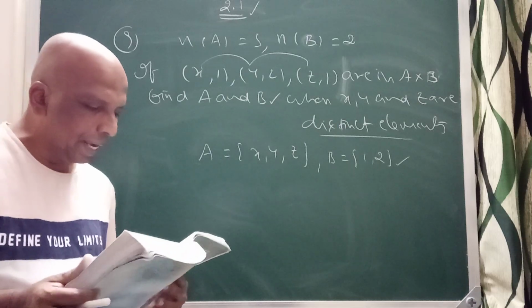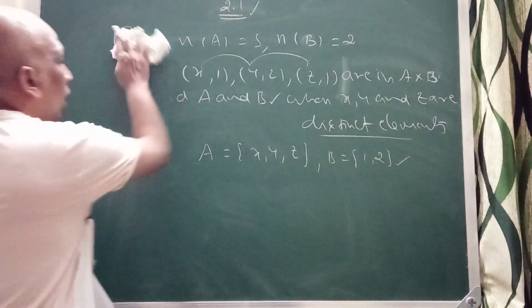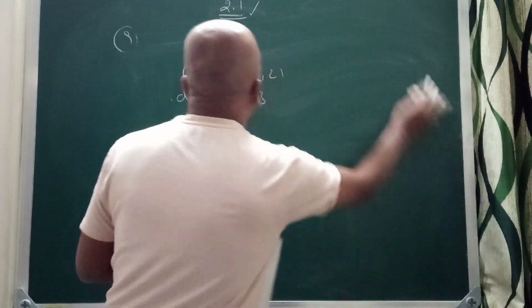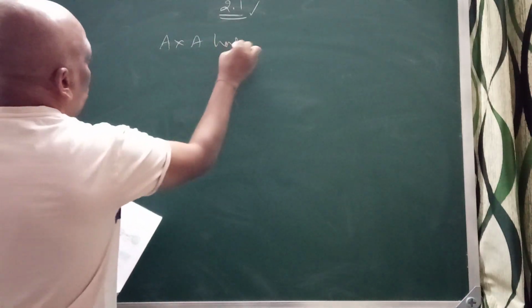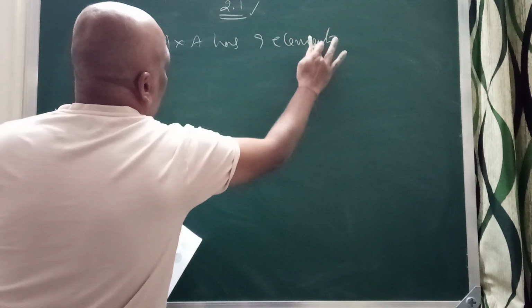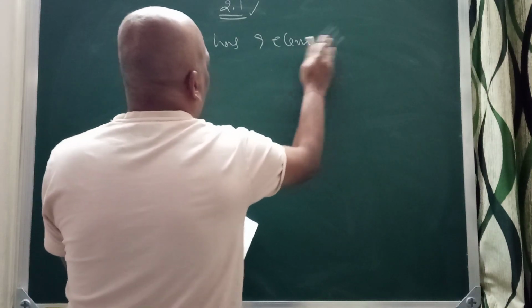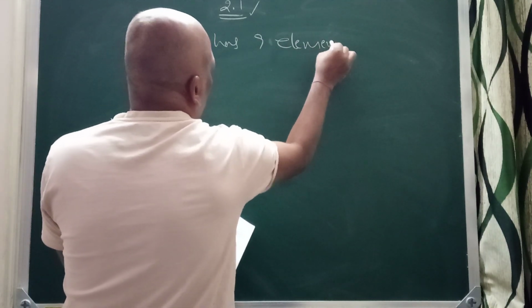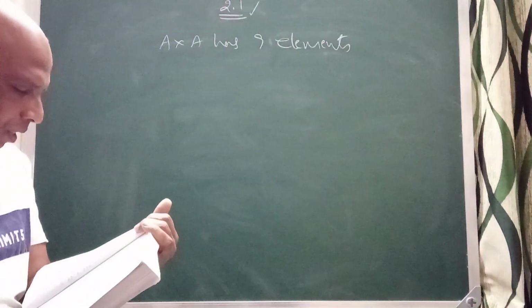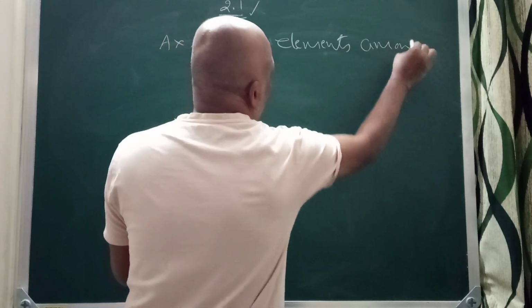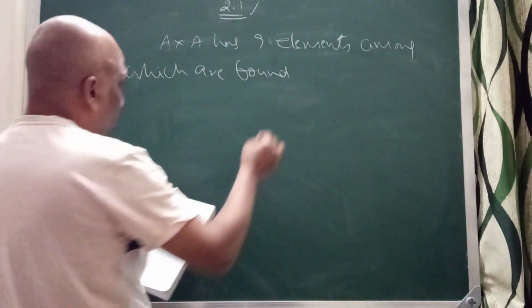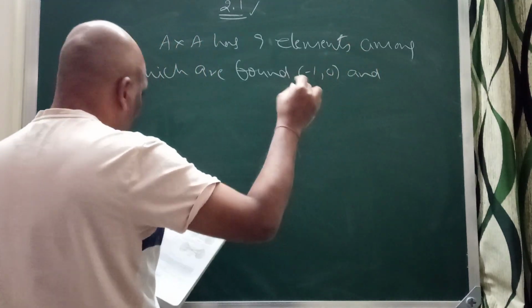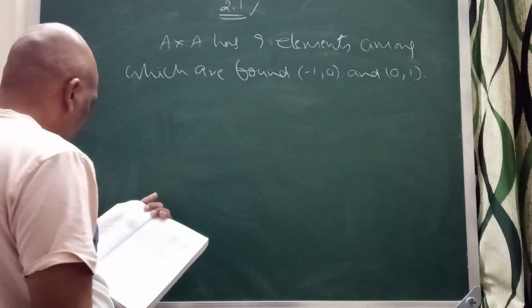The Cartesian product A cross A has 9 elements, among which are found (minus 1, 0) and (0, 1). Find the set A.